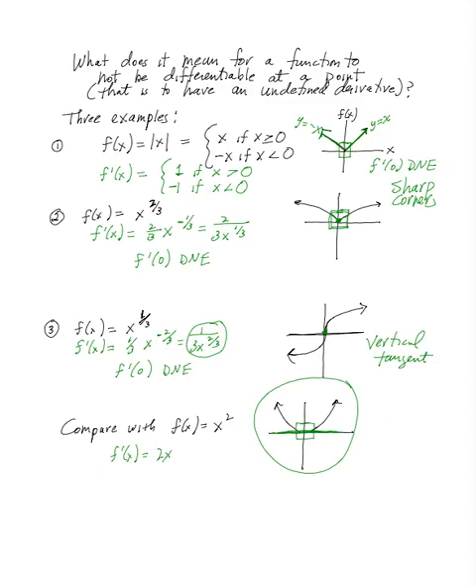What does it mean for a function to not be differentiable at a point? That is, for the derivative at a particular point not to be defined. This is an important idea that we need to understand to help us do a little piece of this section. Let's look at 3 examples.